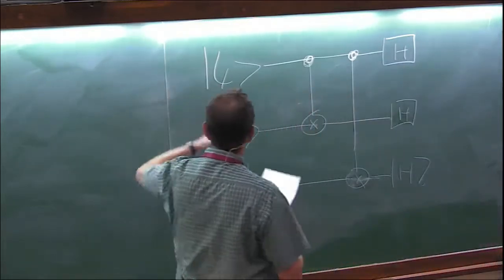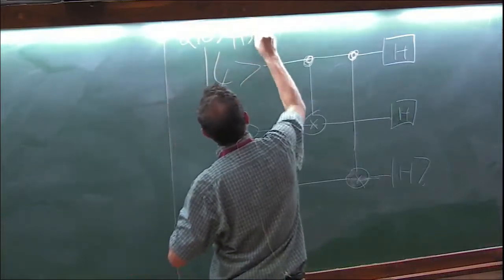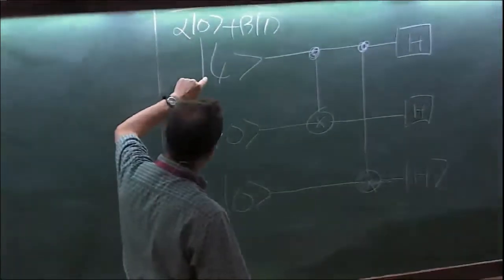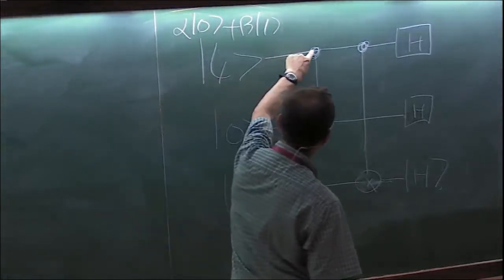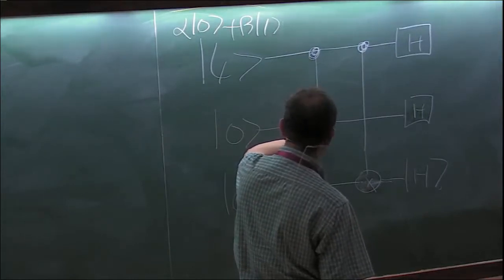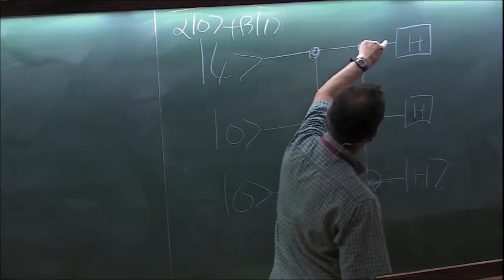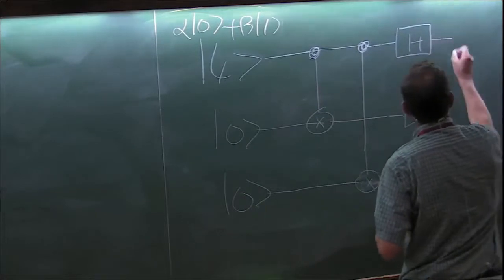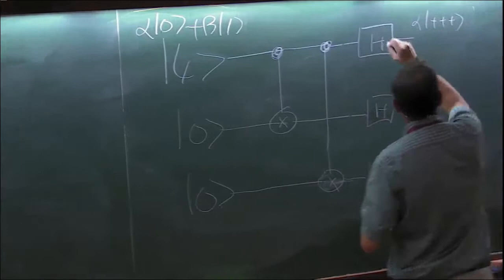Okay, so supposing this is a linear combination of alpha 0 and beta 1. Let's consider the 0 bit. If this is 0, then it does nothing. It does not flip the second bit. It does not flip this third bit. So here we have 0, 0, 0. And that comes out as plus, plus, plus out of the Hadamards.